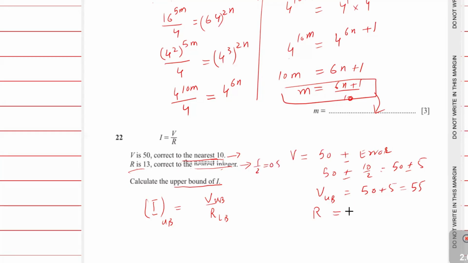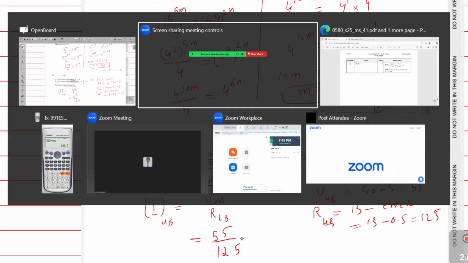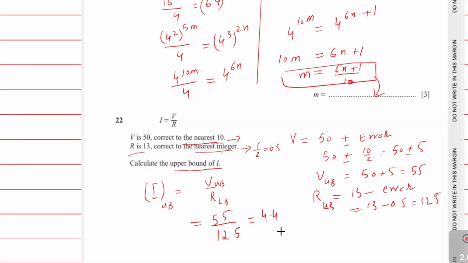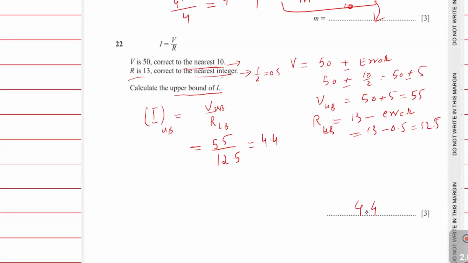Therefore, we write here the R lower bound value will be 13 minus error. Error is 0.5. We write 13 minus 0.5. This is 12.5. And we write V upper bound is 55, R lower bound is 12.5, and this will be equal to 55 divided by 12.5. And that will be equal to 4.4 is the I, and this is the answer.